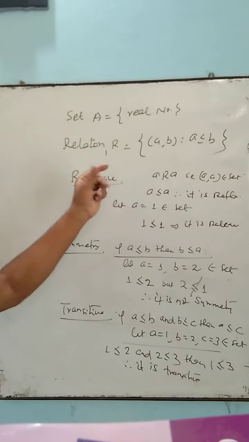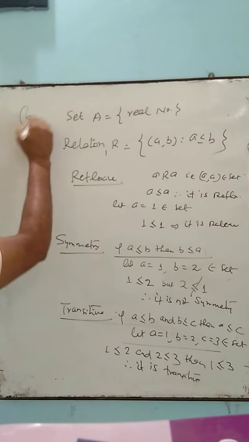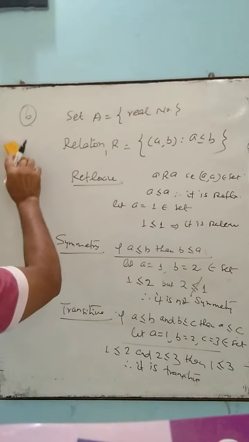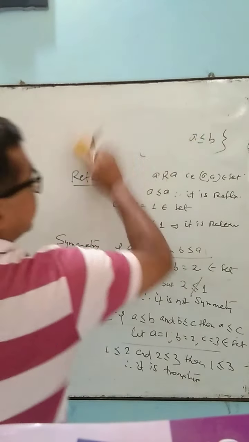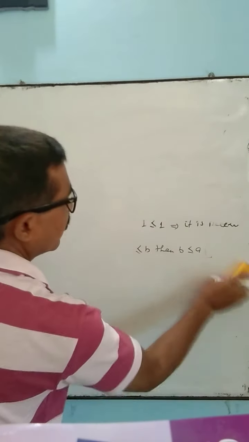So this was a good question. I will take one more question. So this was question number 6. Now I will explain one more question, then the rest of the questions I will give you for your homework. Now take one very much similar. Take question number 7.